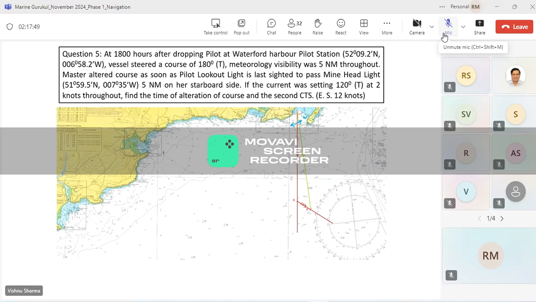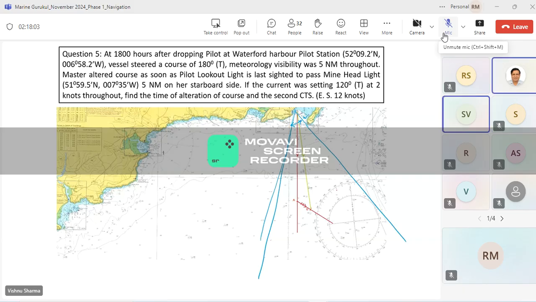This is the red sector boundary. Now you tell me, is it in the red sector or the white sector? Tell me. This is the red sector. Red sector, sir.